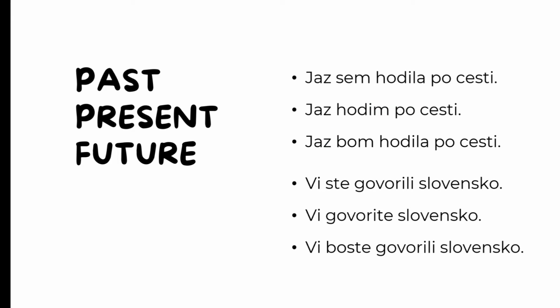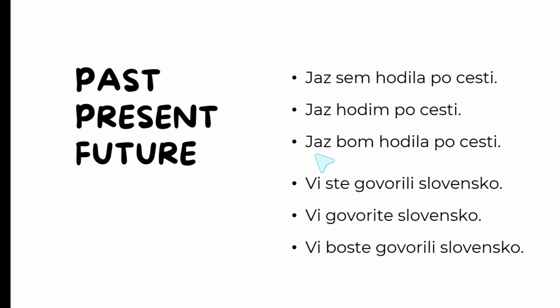Now, if we look at the present tense sentence, you can see jaz hodim po cesti. So I walk on the street. Jaz hodim, as you can see, we don't have the L ending. That's the first indicator that we don't have the future or past tense.